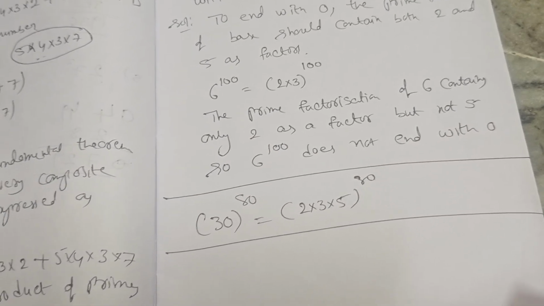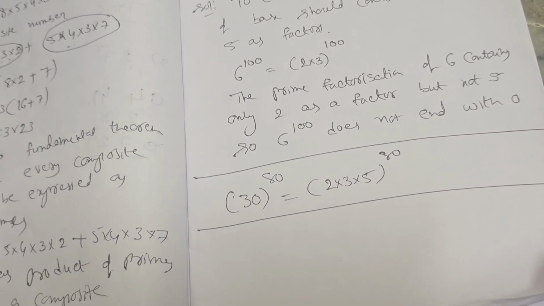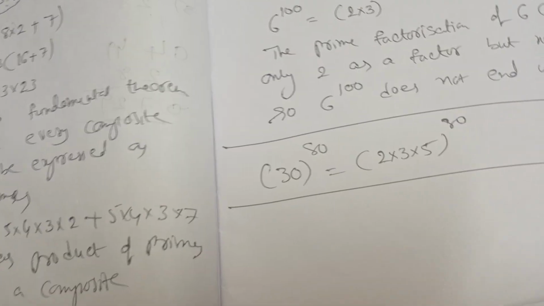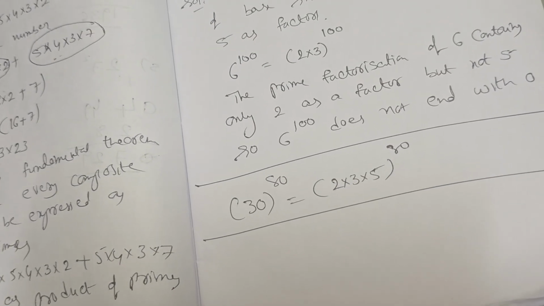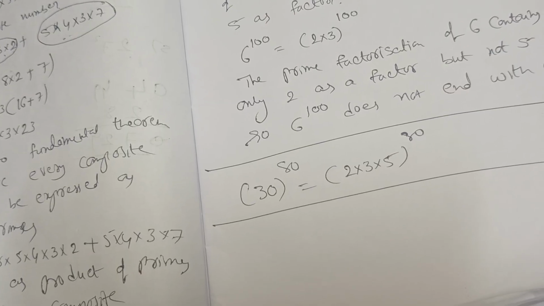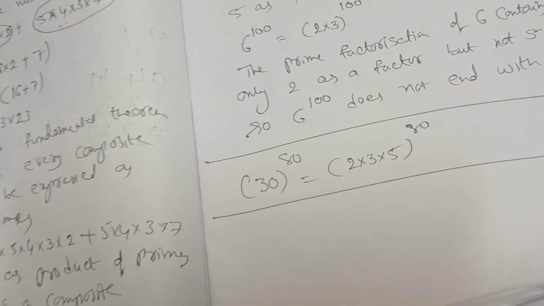And in the last one they asked, what is the last digit of 6 power 100? What is the last digit? 6 power 1 is 6, 6 power 2 is 36, 6 power 3 how much? 216. So always the digit in the ones place is 6.